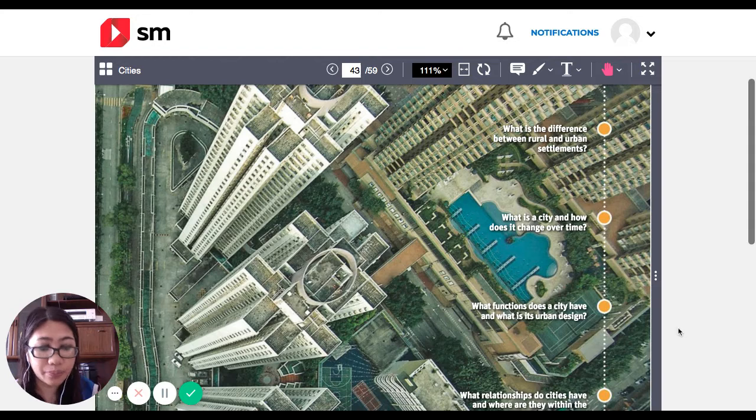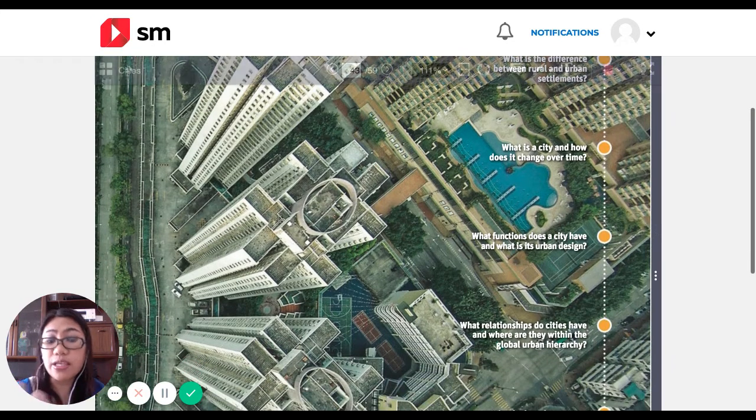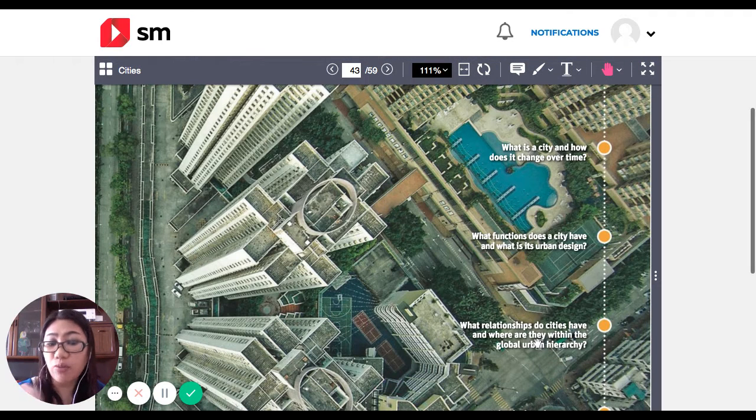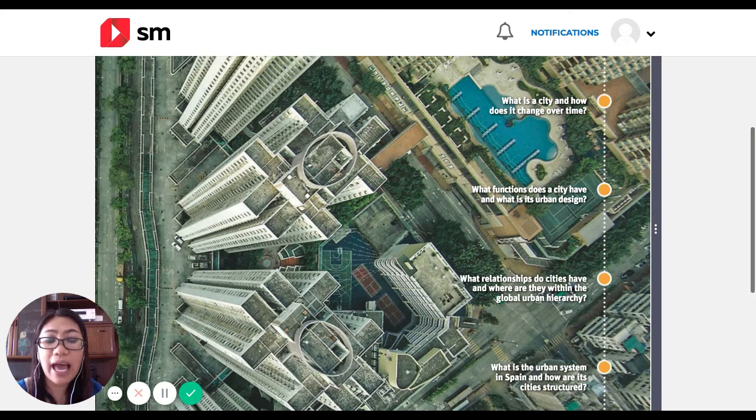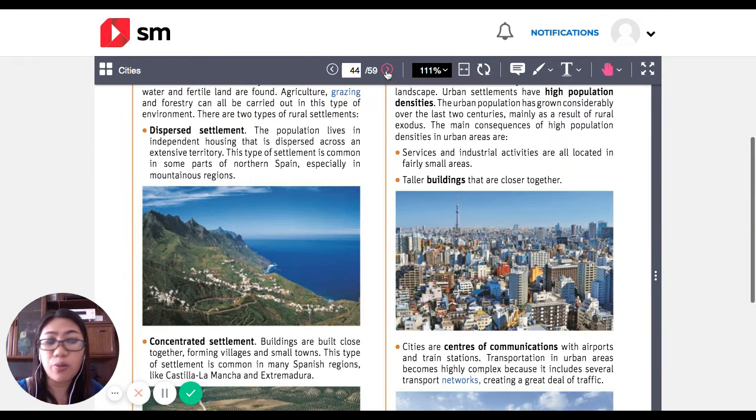Okay, next one. What relationships do cities have? Where are they within the global urban hierarchy? Okay? And last, what is the urban system in Spain and how are its cities structured? So these are the questions I would like you to reflect on and try to answer as much as possible. Okay, let's now move on to the next one.